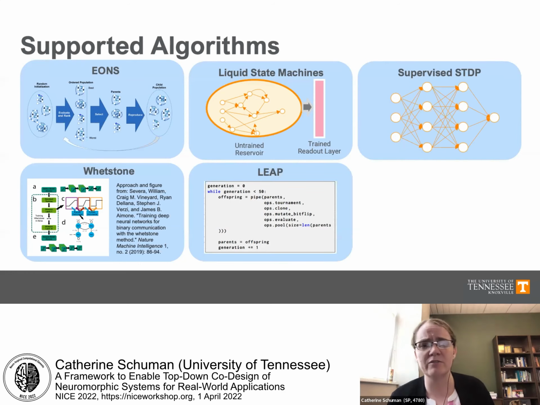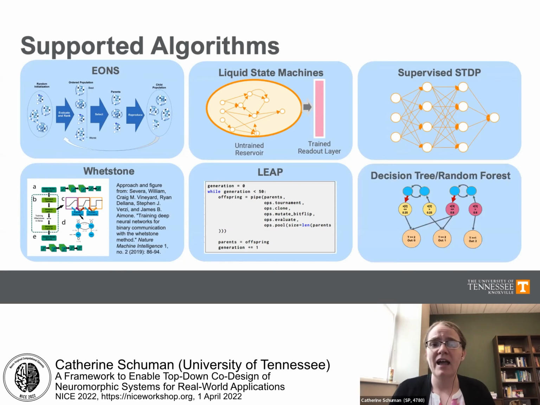We support another evolutionary algorithm-based training approach just for training parameters of neuromorphic implementations that's built on a Python library for evolutionary algorithms called LEAP. And we even have support for training decision trees and random forests in scikit-learn and deploying those to backend neuromorphic implementations. So we really wanted to showcase with this particular presentation that you can support a variety of different training and learning approaches, including those that are non-traditional within the framework.